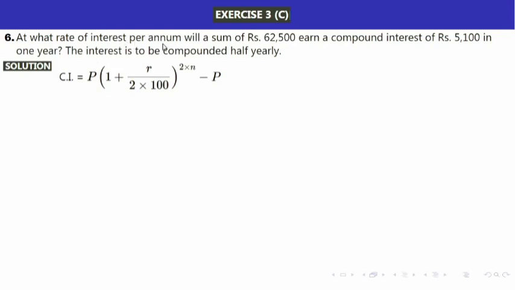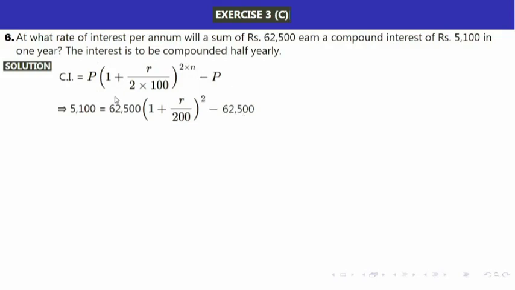Principal is given to be this much, compound interest is given to be this much, and the number of years n is given to be 1. So compound interest is this much, principal is this much, rate is not known. 2 into 100 becomes 200. 2 into n, where n is 1, so 2 into 1 is 2, minus principal.